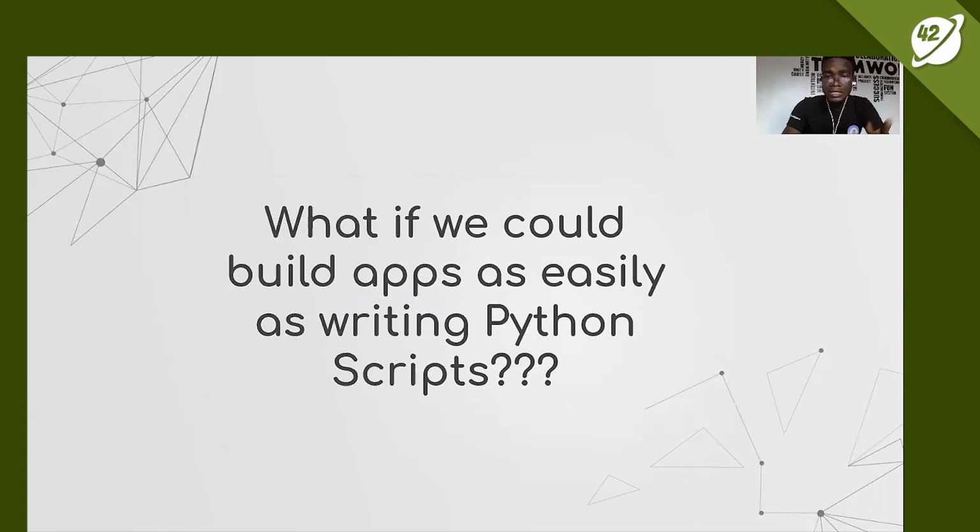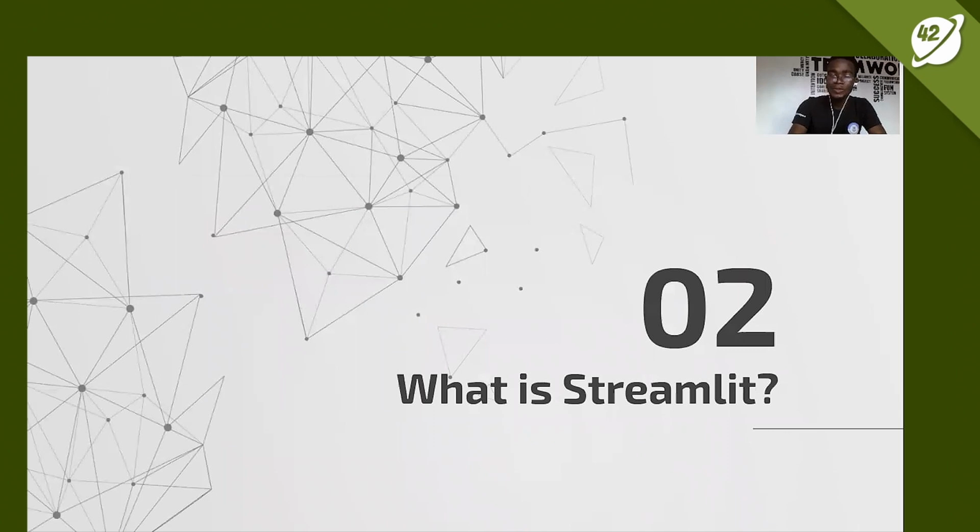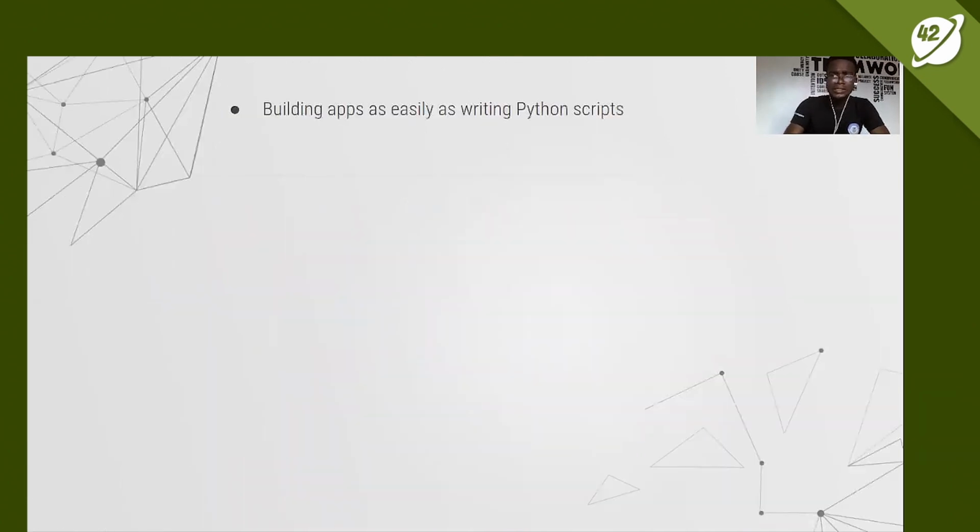And that leads us to the million-dollar question. What if we could build apps as easily as writing Python scripts? That would probably change the world, right? So that leads us to Streamlit. What is Streamlit? Let's just say that Streamlit is the app that data scientists have been waiting for.